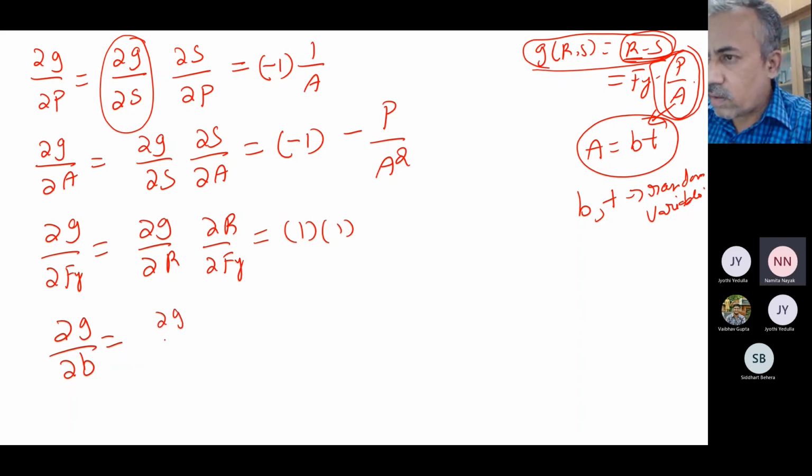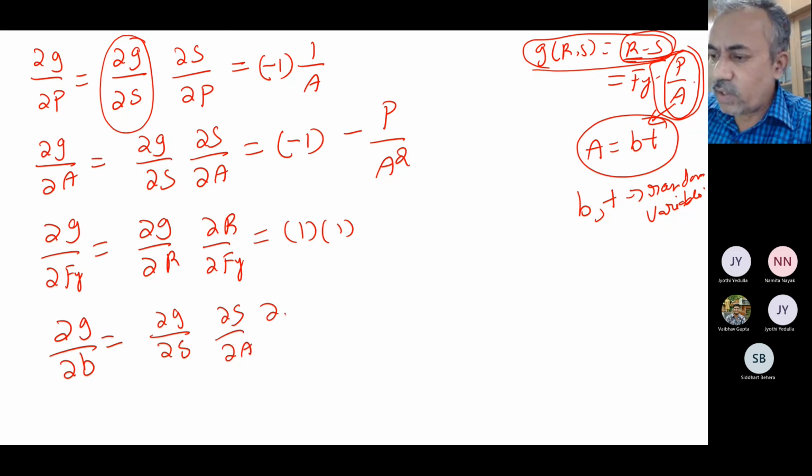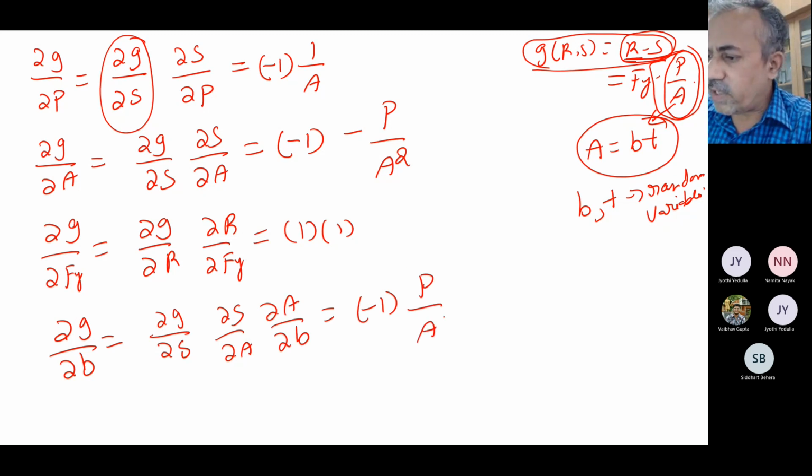∂G/∂S into ∂S/∂A and then ∂A/∂B. So this is a chain rule you have to do: ∂G/∂S, ∂S/∂A, and then ∂A/∂B. So now this becomes minus 1, ∂S/∂A becomes P by A square, and ∂A/∂B becomes T actually. So this is the derivative, you followed.